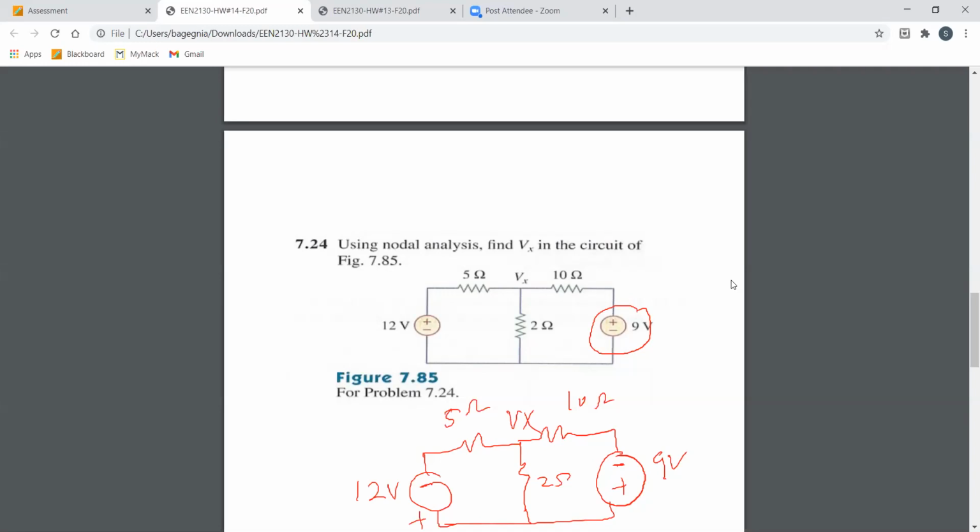Same steps: I1, I2, I3. Step number 2, apply KCL. So I1 is entering the node, I2 and I3 are leaving the node. Okay. Step number 3, apply Ohm's law.